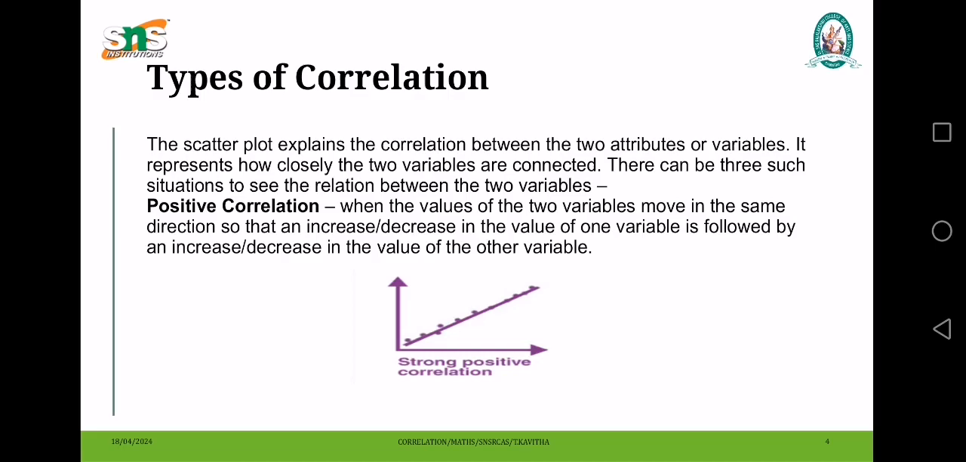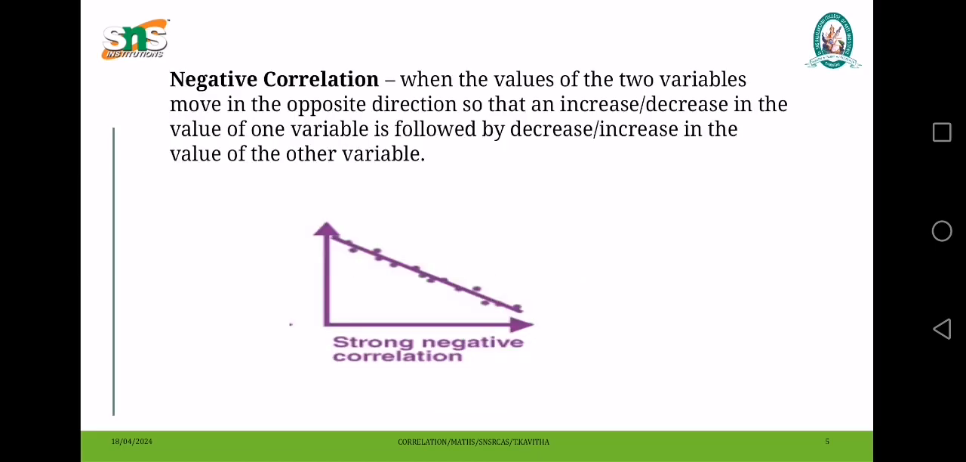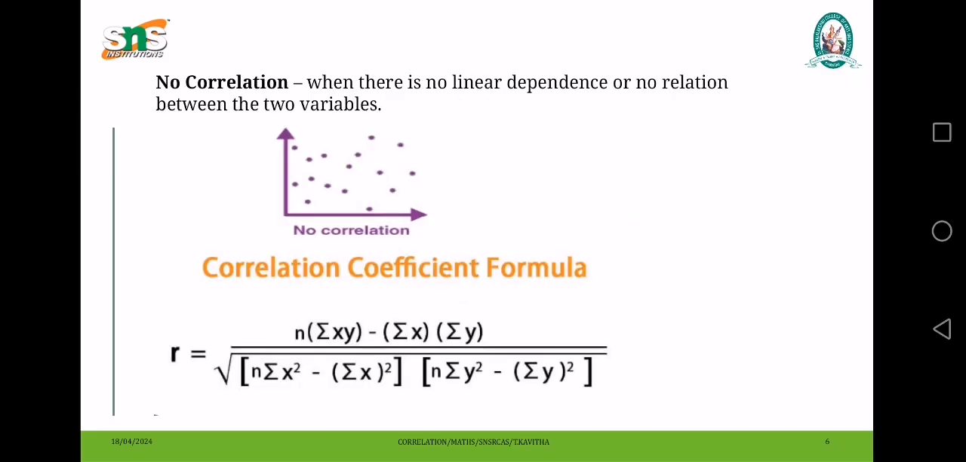Positive correlation. When the values of two variables move in the same direction, so that an increase or decrease in the value of one variable is followed by an increase or decrease in the value of the other variable. Negative correlation. When the values of the two variables move in the opposite direction, so that an increase or decrease in the value of one variable is followed by a decrease or increase in the value of the other variable. No correlation. When there is no linear dependence or no relation between the two variables, there is no correlation.